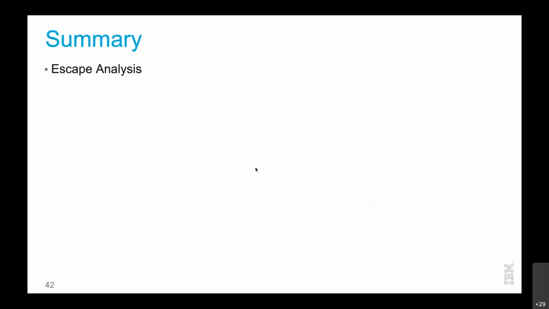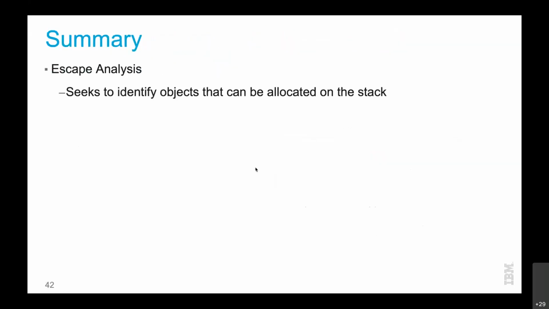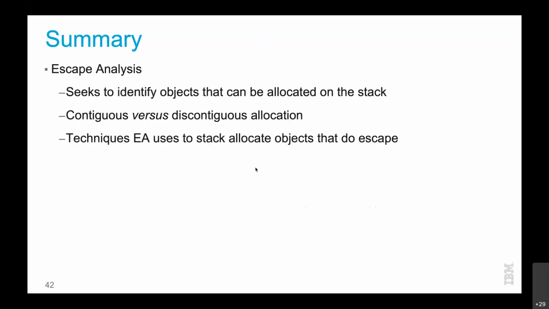And just to summarize, we found out about escape analysis, how it seeks to identify objects that can be allocated on the stack. We heard a little bit about contiguous versus discontiguous allocations. We heard about some of the techniques EA uses to stack allocate objects even when they do escape, and some of the recent improvements that have happened in EA.